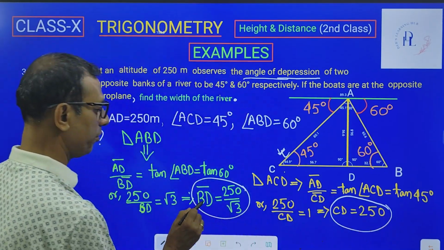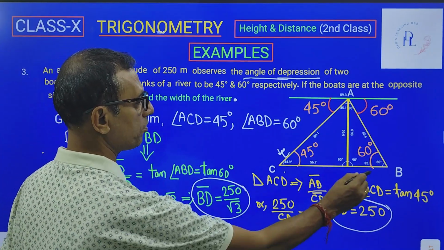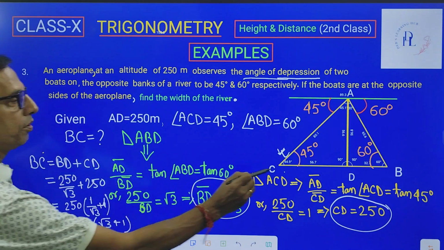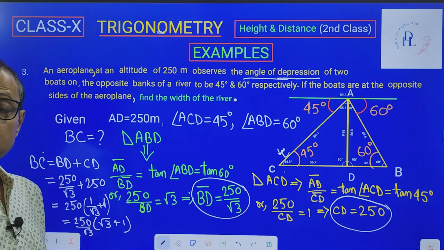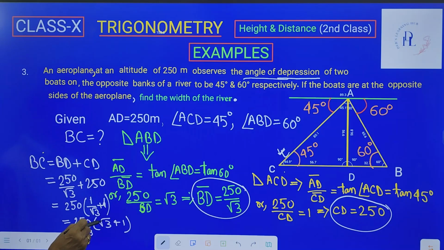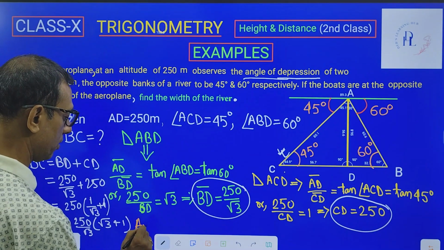Now you know BD and you know CD. So BC equals BD plus CD. The value of BD is 250 by root 3, and the value of CD is 250. So you sum up and it comes to 250 by root 3 into root 3 plus 1. If it is asked to find the nearest whole number, then replace the value of root 3 with 1.732, and with respect to the decimal you will come to the nearest whole number. So that is your answer.